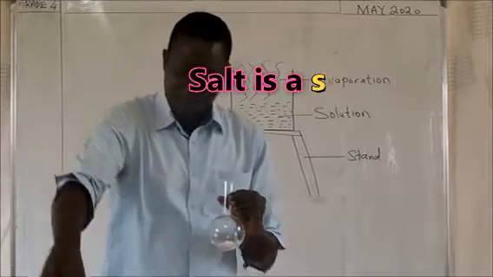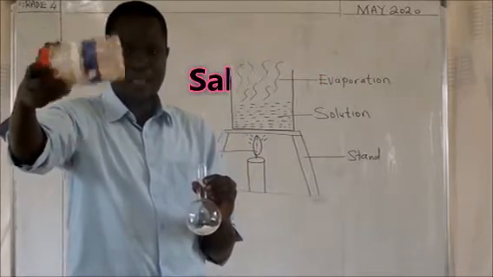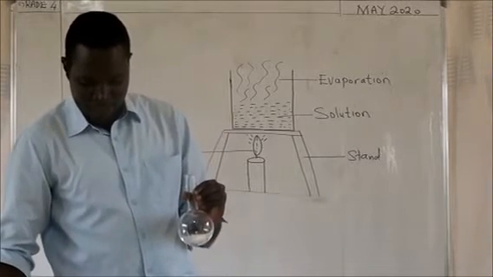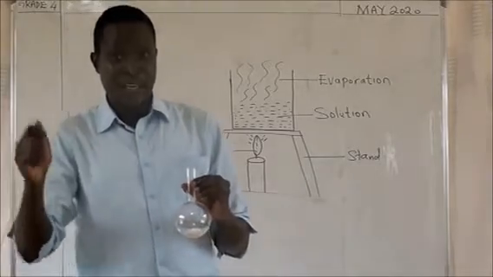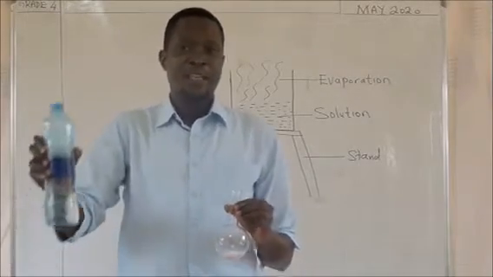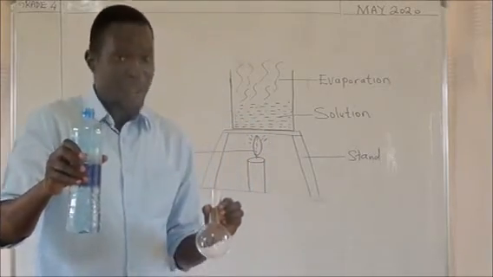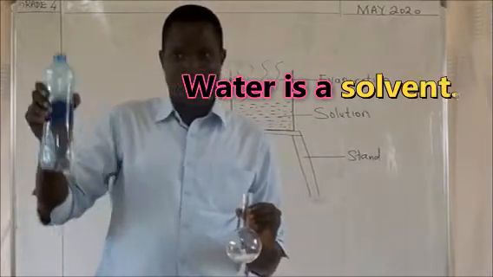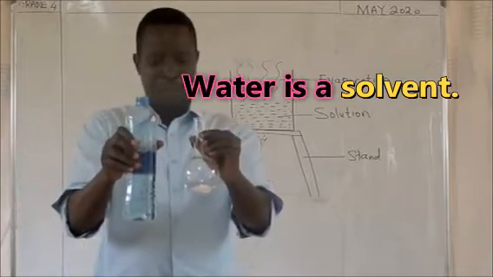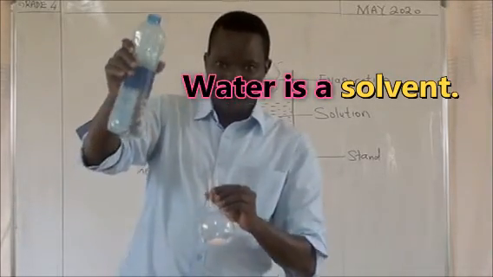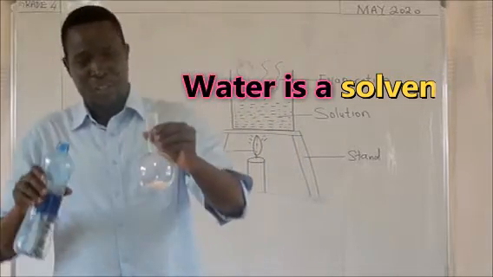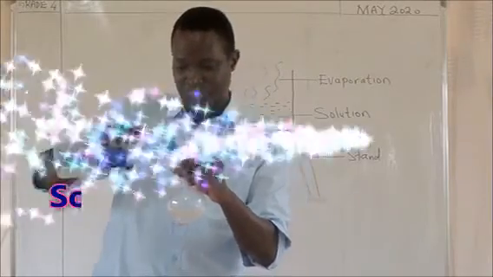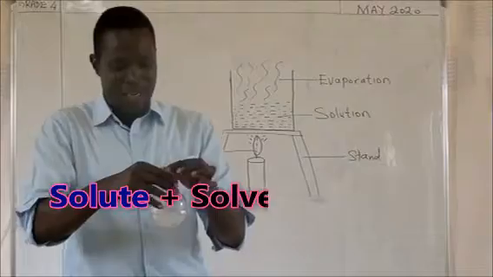We also have sugar, a substance that can dissolve in water. So, sugar is a solid. Water is a pure substance that a solute can dissolve in. So, water is a solvent. So, we have a solvent and we have the solute. If we mix the two, water as the solvent and salt as the solute, we get what is known as a solution.